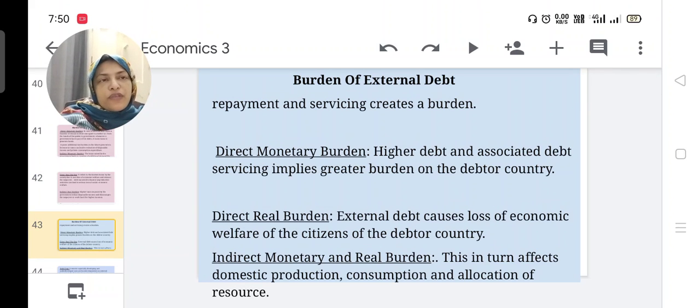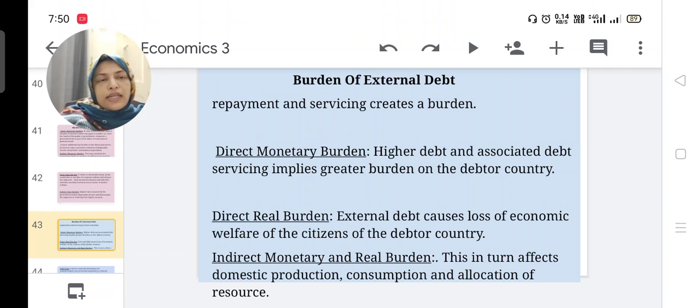Then the burden of external debt. Repayment and servicing create so much burden. It is also a direct monetary burden. Higher debt and associated debt servicing imply a greater burden on the debtor country. So to repay the debt has serious risk. So we should have to pay some greater burden. Then direct real burden. External debt causes loss of economic welfare of the citizens of the debtor country. The present generation, similarly the future generation is also affected.